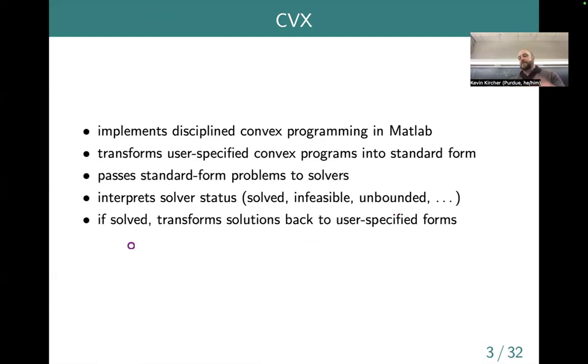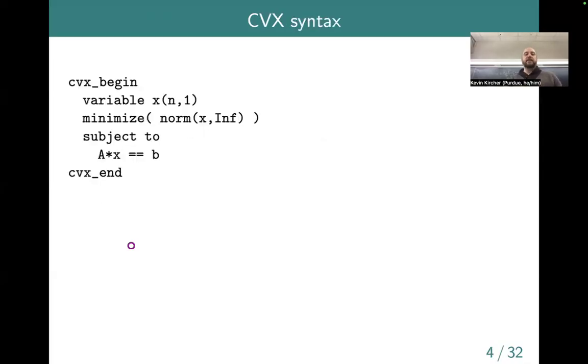And then again, we transform the solutions back into the user-specified form. So here's what the syntax looks like in MATLAB. The MATLAB scope is delimited by a CVX begin tag and then a CVX end tag. We specify the variables in our optimization, the actions we're trying to take, and then we minimize an objective function. The line "subject to" says the constraints follow after this line.